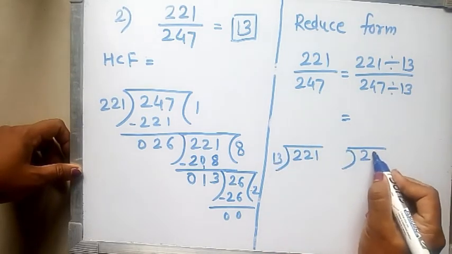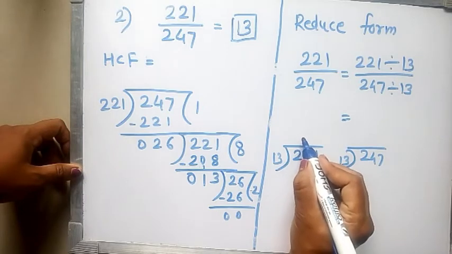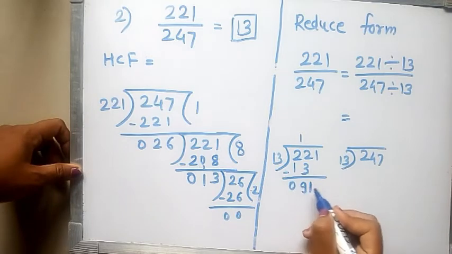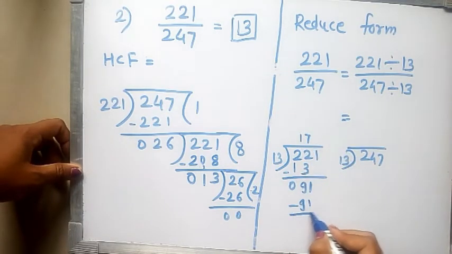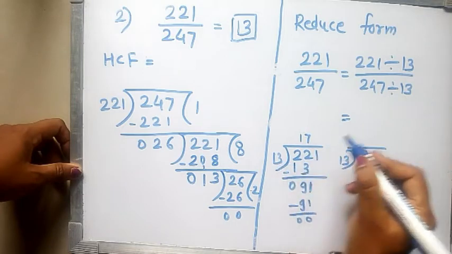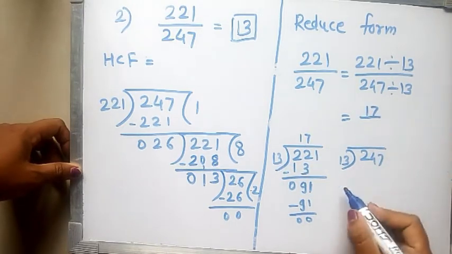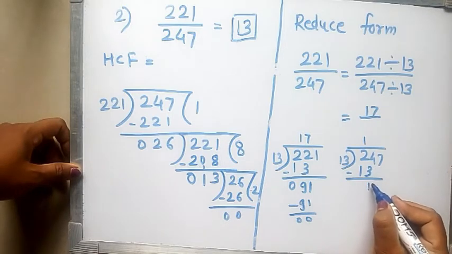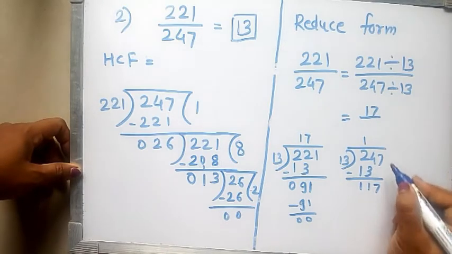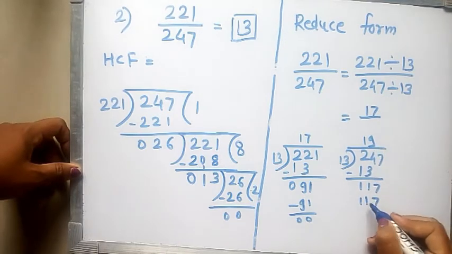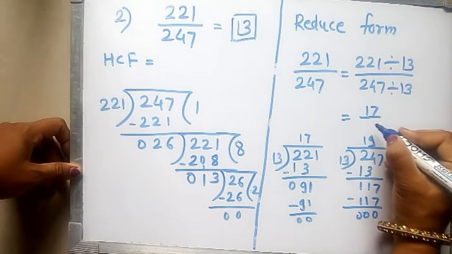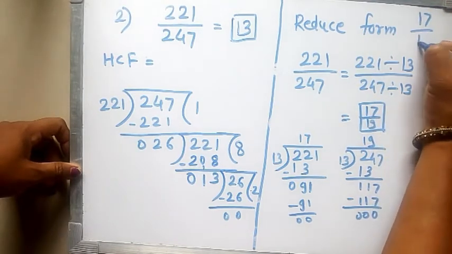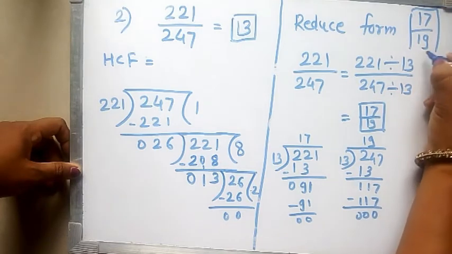221 divided by 13. 13 ones are 13. Remainder is 9. I take 1. 13 sevens are 91. Quotient is 17. Next, 247 divided by 13. 13 ones are 13 and remainder is 11. Take 7. 13 nineteens are 247. 17 upon 19 is the reduced form of these two numbers.